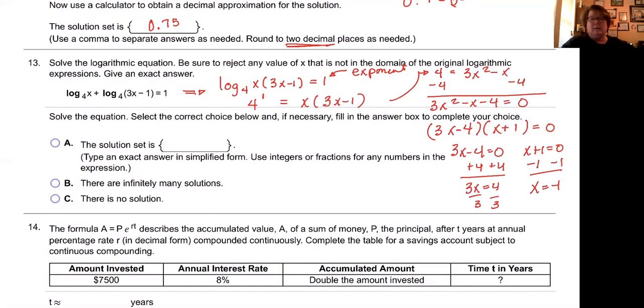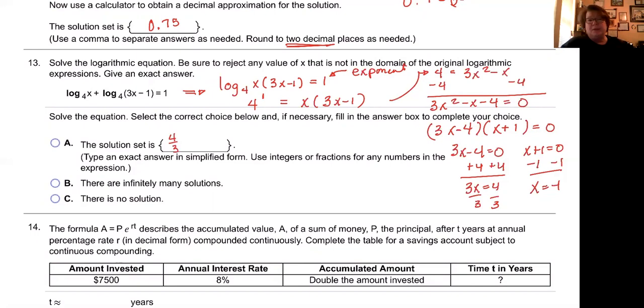Can I take the logarithm of 3 times 4/3 minus 1? And the answer is yes, because 3 times 4/3 is 4, and 4 minus 1 is 3. So yes, I can take the logarithm of it. So 4/3 is the solution.